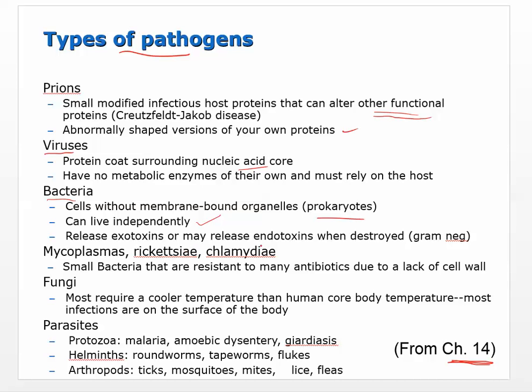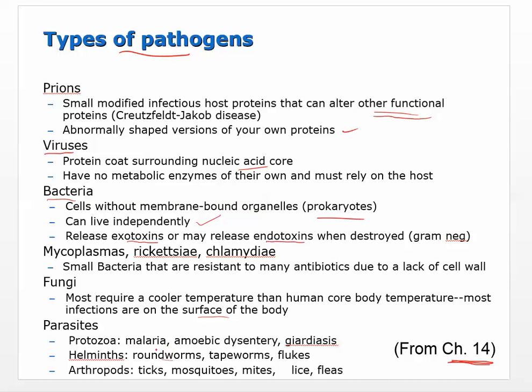Bacteria release exotoxins or may release endotoxins. Exotoxins are things that they produce and then release into the environment around them. Endotoxins are things that they are made of that, when they break down, can cause an inflammatory response. Mycoplasmas are just small bacteria that tend to be resistant because they lack a cell wall. And fungi usually don't cause any problems unless we're immunocompromised, and then they can cause a problem. Most of them require a cooler temperature than the human body core, and most infections are on the surface of the body. Parasites, these are things that eosinophils would go after.